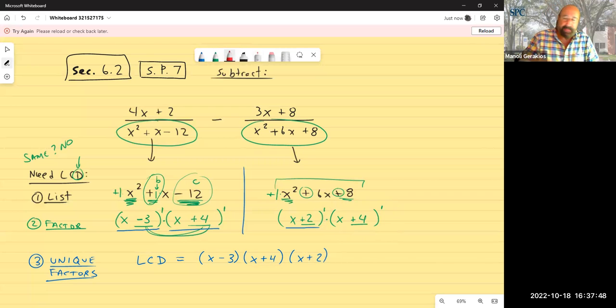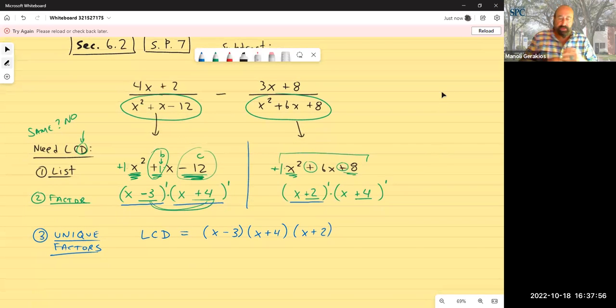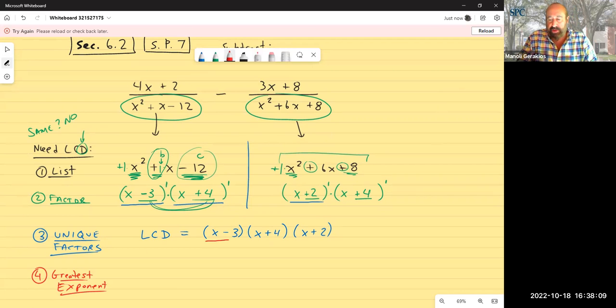Now the last step is actually very important. The last step of calculating an LCD is we want to raise each of those factors to the greatest exponent that we find across all the factor trees on each factor. So I look at x minus 3, I find it in the factor trees. It only appears in this first denominator, whatever its exponent is, I need it all.